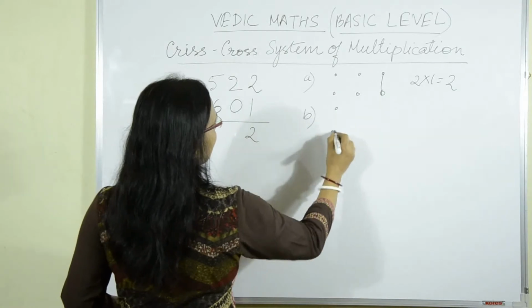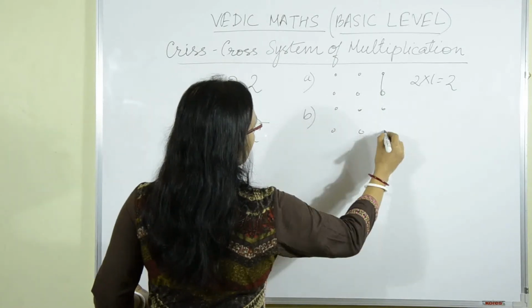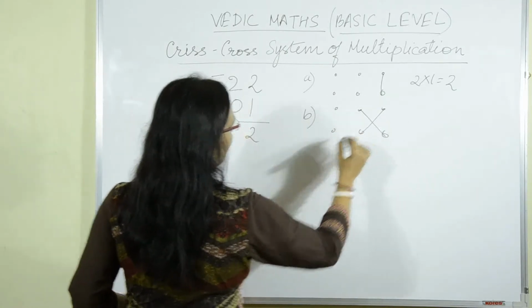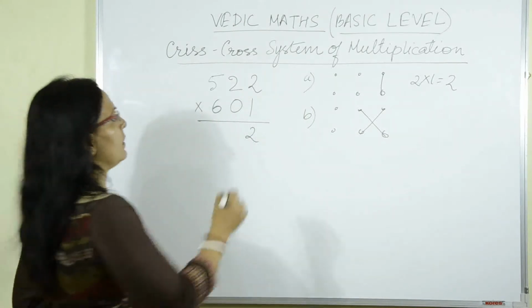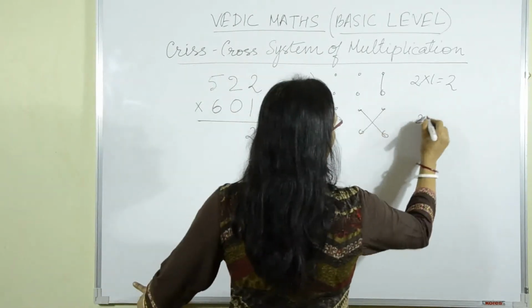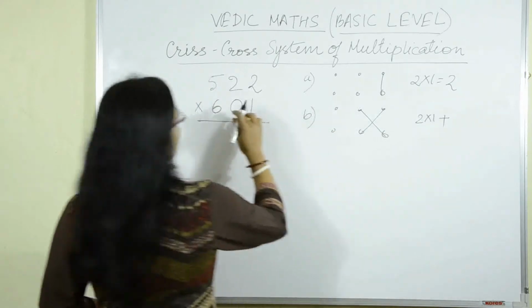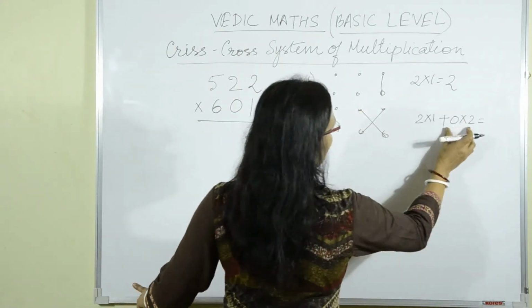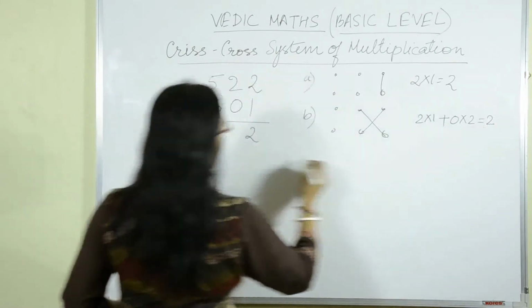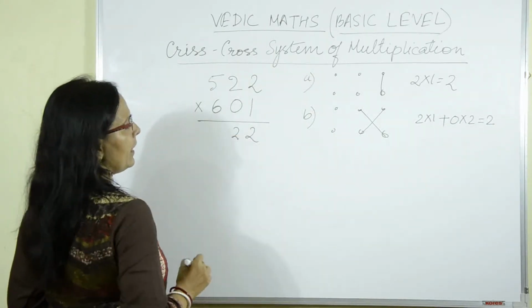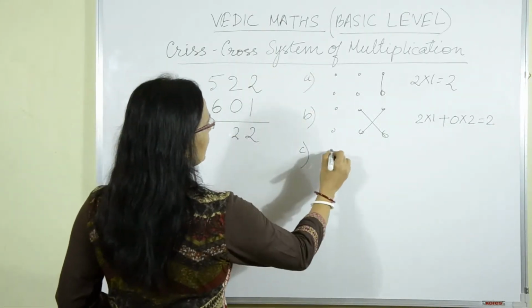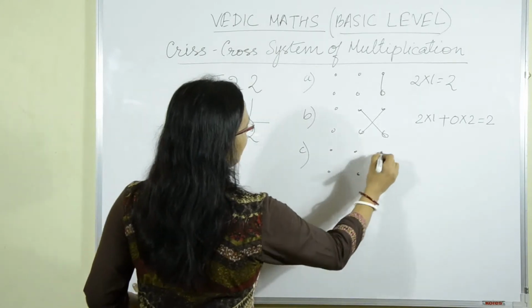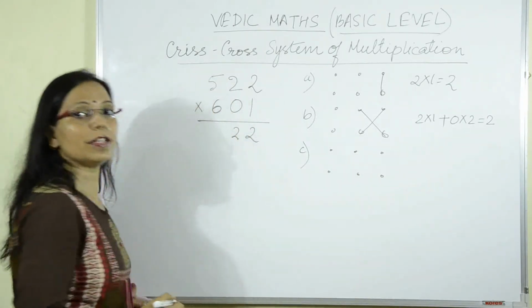Next case, again I have 3-digit numbers. I multiply these 2 and then I add up. So what are these numbers? 2 into 1 plus 0 into 2. So this part is 0. 2 into 1 is 2. I write 2 again.